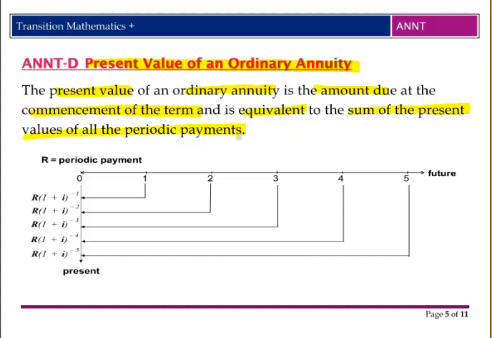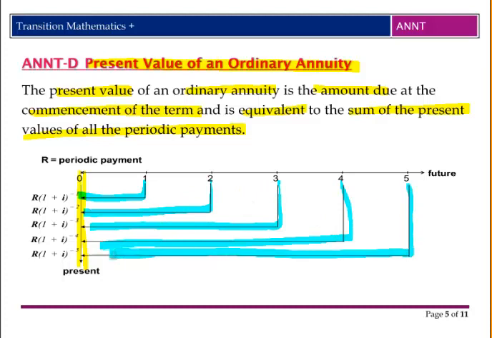So what we're talking about here is we want to know how much we need at the beginning. We want to know how much we need to deposit in the beginning at this 0 point such that we can have regular payments. And these are the regular payments that you can see here coming back to the beginning, because we want to make these payments, so how much do we have to put in now for the future? So that's what I mean by the present value of an ordinary annuity being the amount due at the commencement of the term.